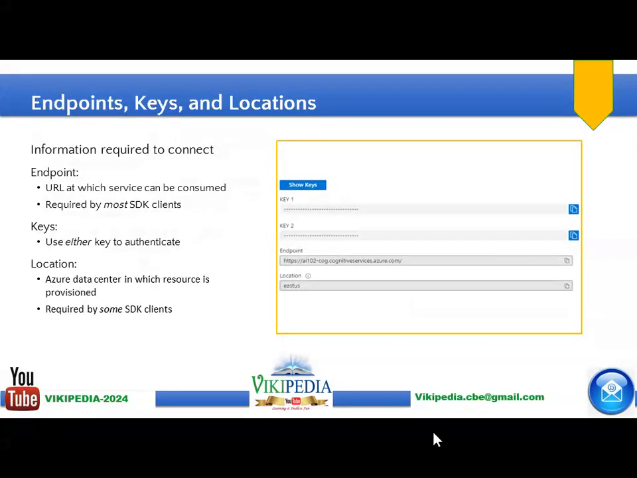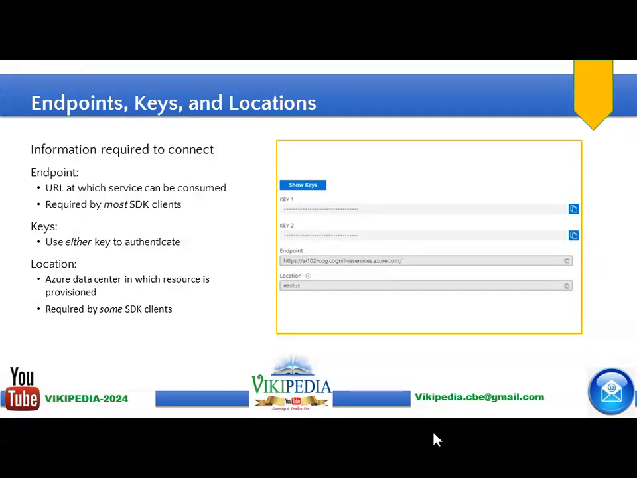Now, once your service has been created, it will create an access point. That access point is called an endpoint, or you can say a URL. And this URL should have authentication access. For that authentication access, you have a key.